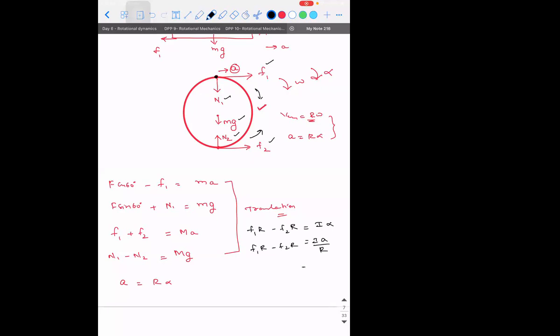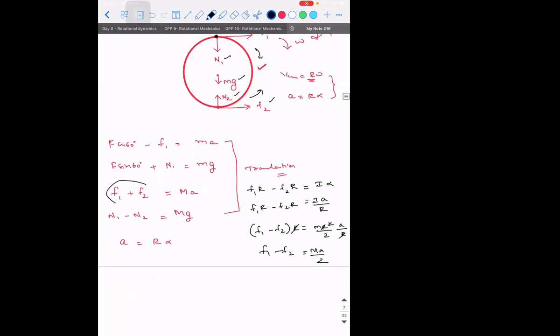But what is I, guys? It is MR square divided by 2, correct? Because it's a cylinder, into A divided by R. This R and this R will get cancelled. F1 minus F2 into R is equal to MR square, this will also get cancelled. So F1 minus F2 will be equal to capital MA divided by 2.